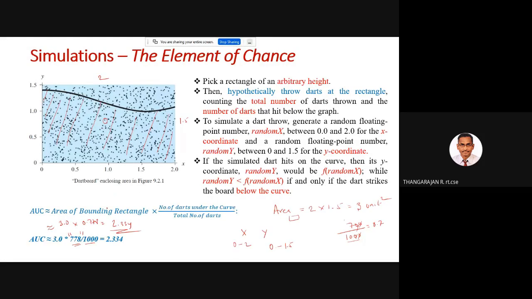Now, for this we got 3. Instead of 1000 dots, if I had generated 10,000 dots, or say 1 lakh dots, then there is more probability that some number of dots will be inside, under the curve. In that case, my ratio becomes 0.869. No, sorry. Not 869.